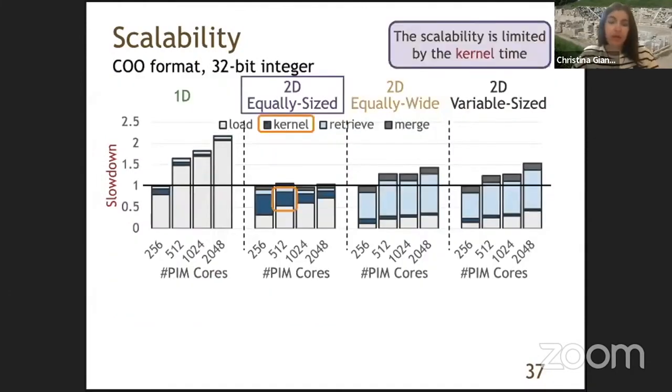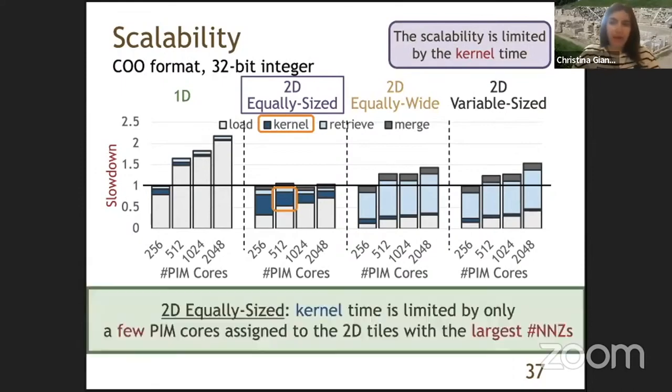Second, we find that in the 2D equally sized kernels, the kernel time limits the scalability. We find that the kernel time of those schemes is limited by only one PIM core or only a few PIM cores assigned to the static 2D tile with the largest number of non-zero elements, which in turn affects the scalability of these kernels.